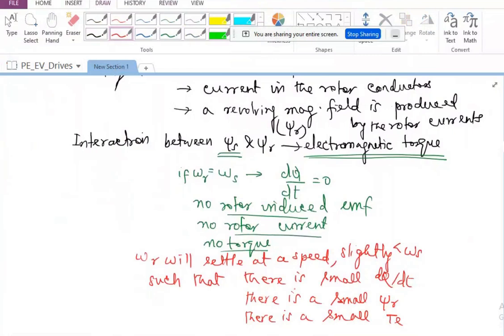So we'll continue with this induction motor operation in the next class.